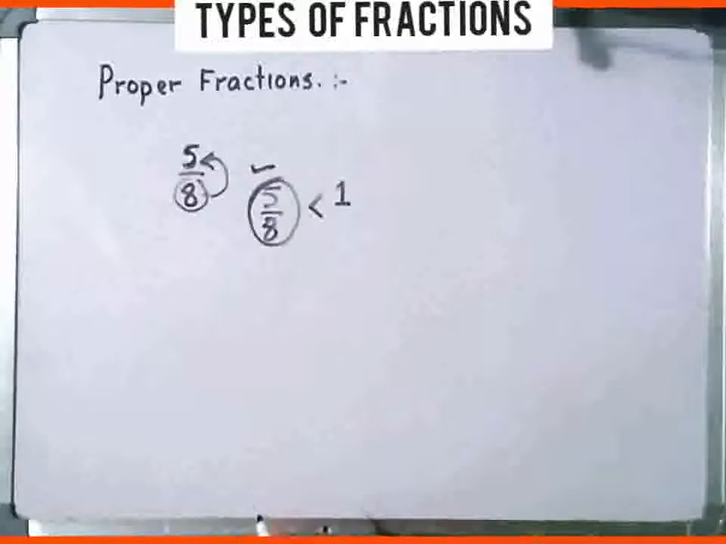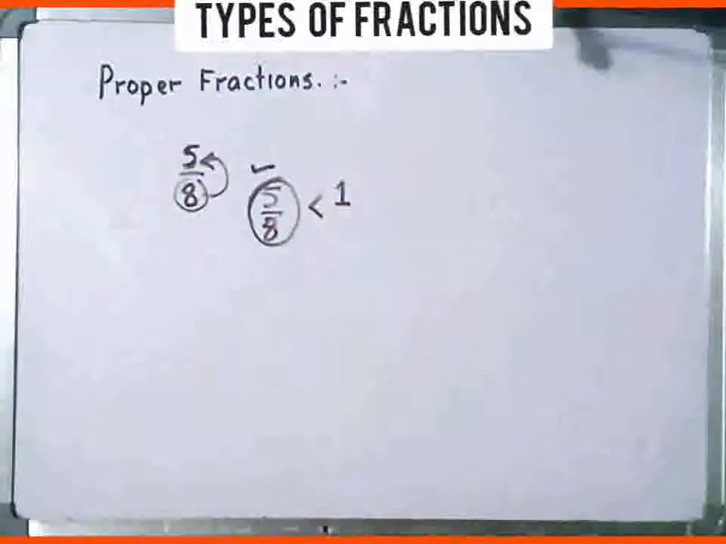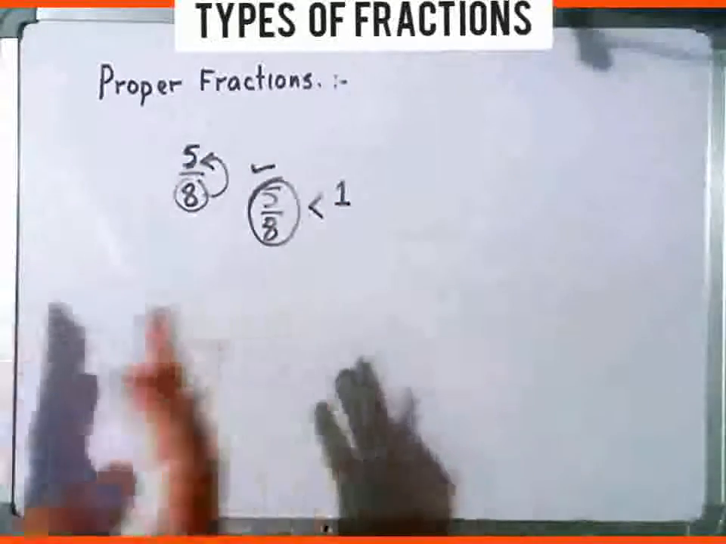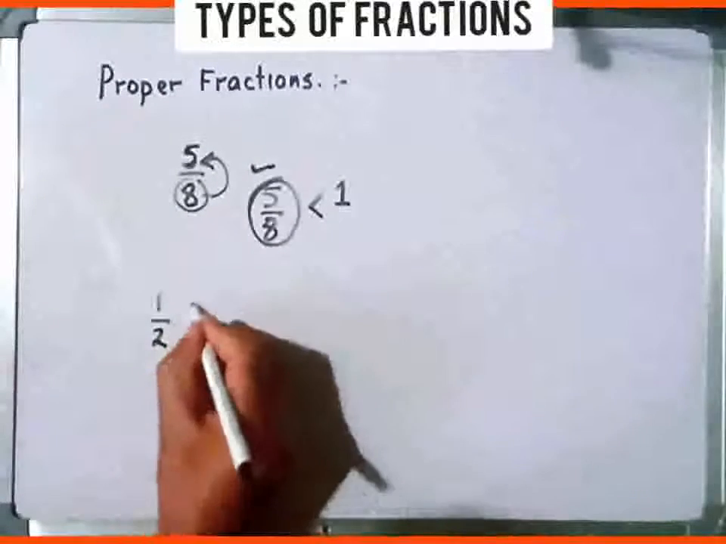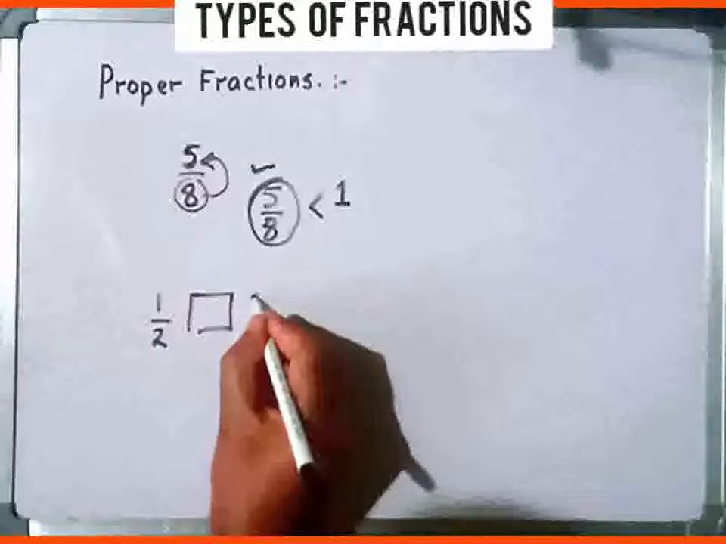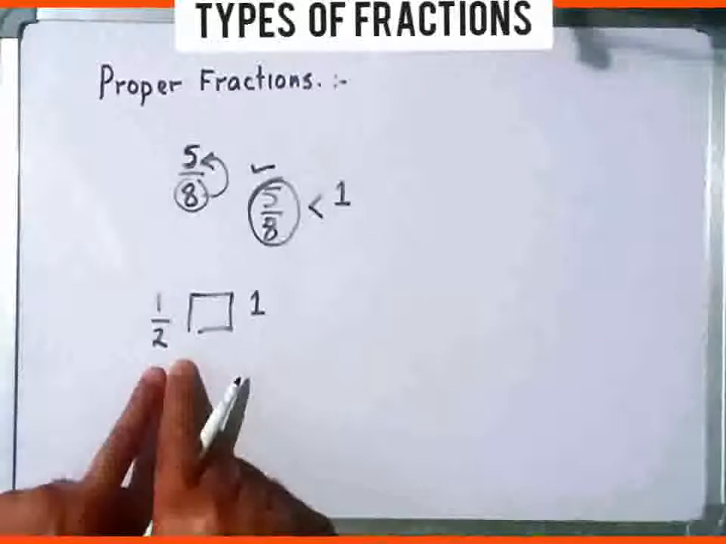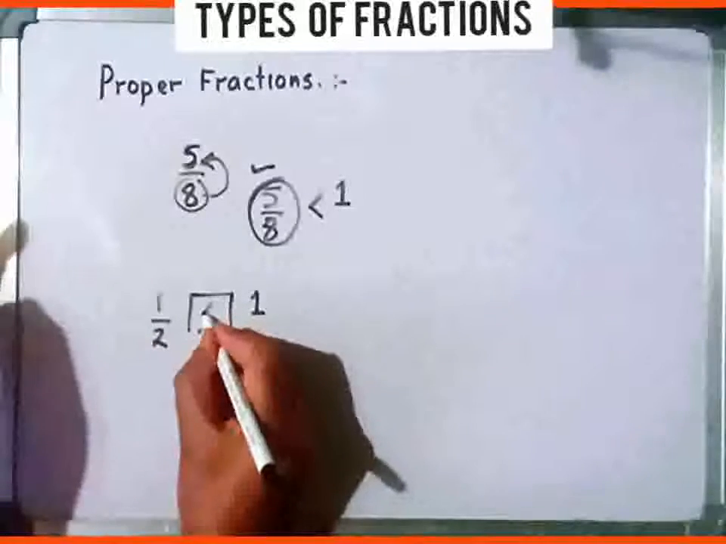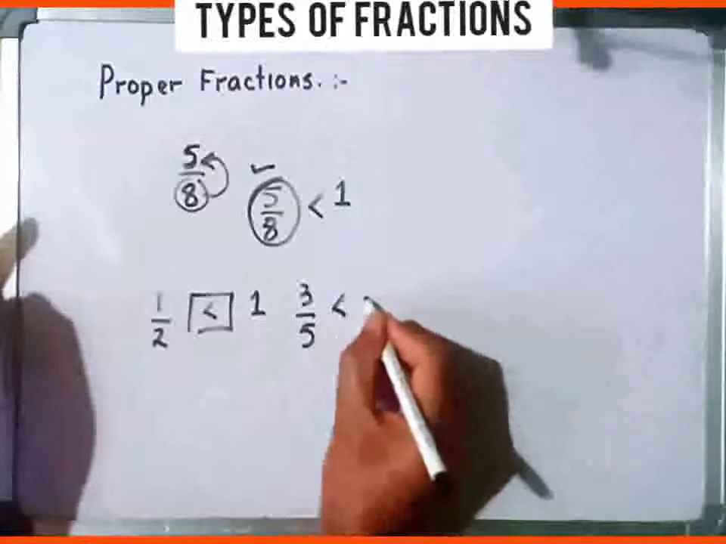For example, a fraction is given, and how will you decide by just looking at it whether the fraction is less than 1 or equal to 1? For example, there's a fraction 1 by 2. Will it be less than 1 or greater than 1? It's less than 1. Then 3 by 5. It is also less than 1.